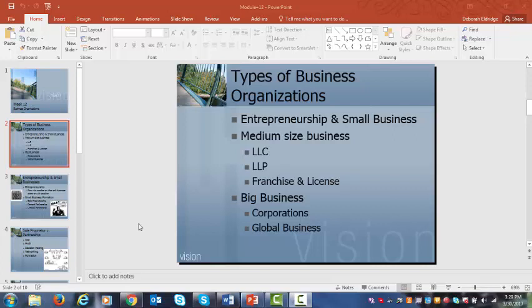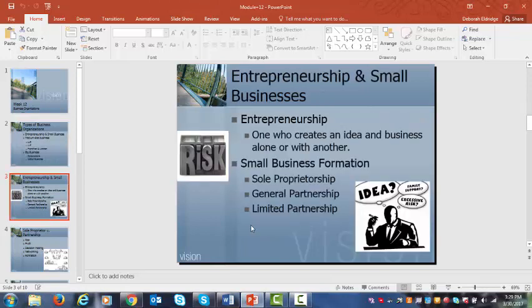So your primary types of business organizations, we have partnerships, we have sole proprietorships, there are corporations, and there's LLCs and LLPs. An LLC is a limited liability company, an LLP is a limited liability partnership, and then we also have limited partnerships. So the type of business you want to create is going to be based on where you see your business going in the future. Small business formation we talk about as a sole proprietorship, a general partnership, or a limited partnership.